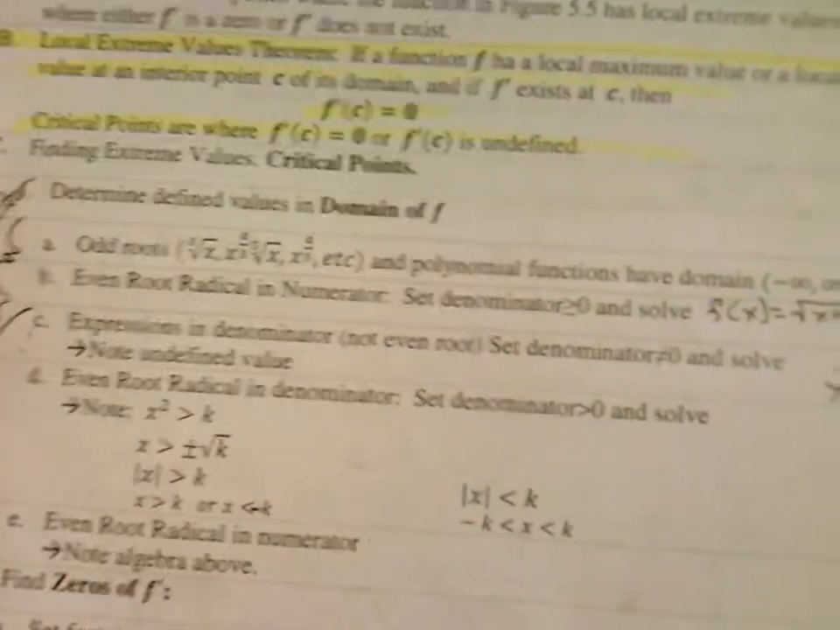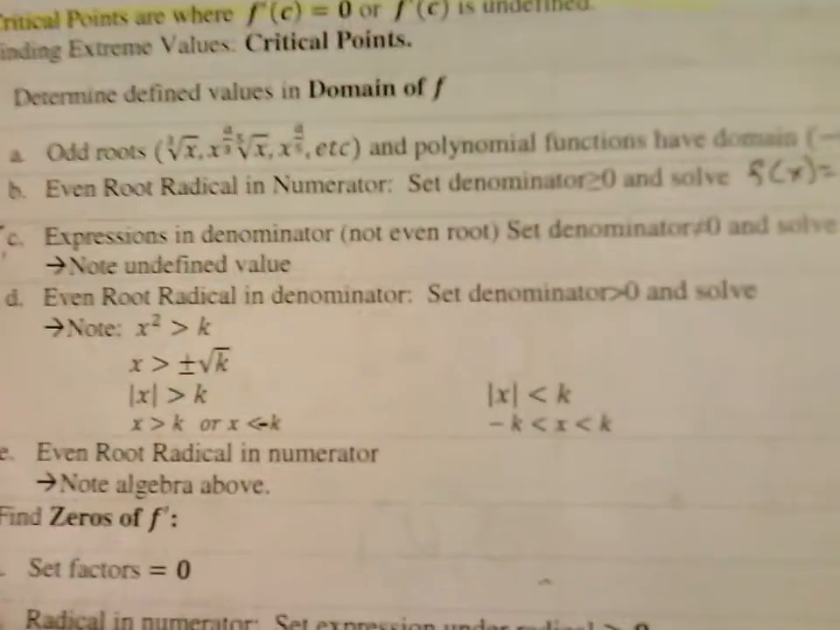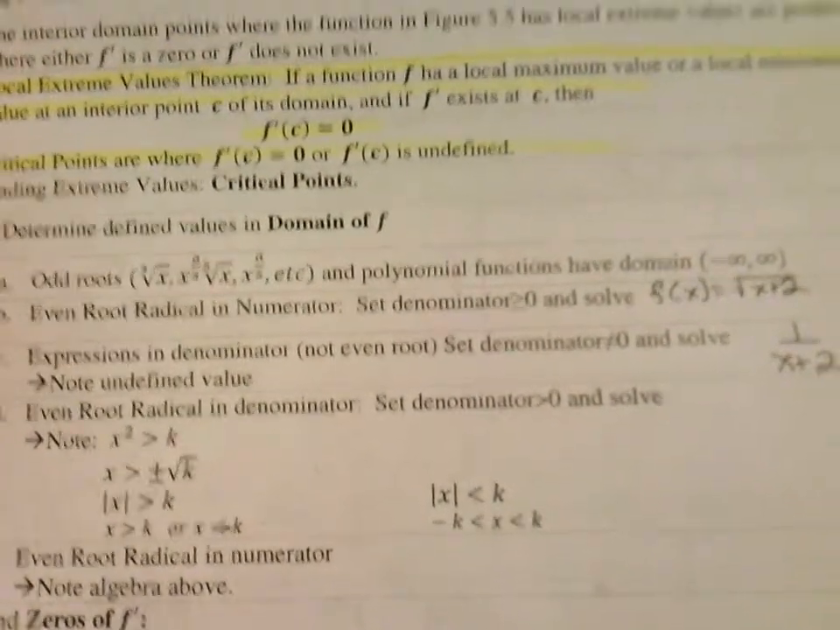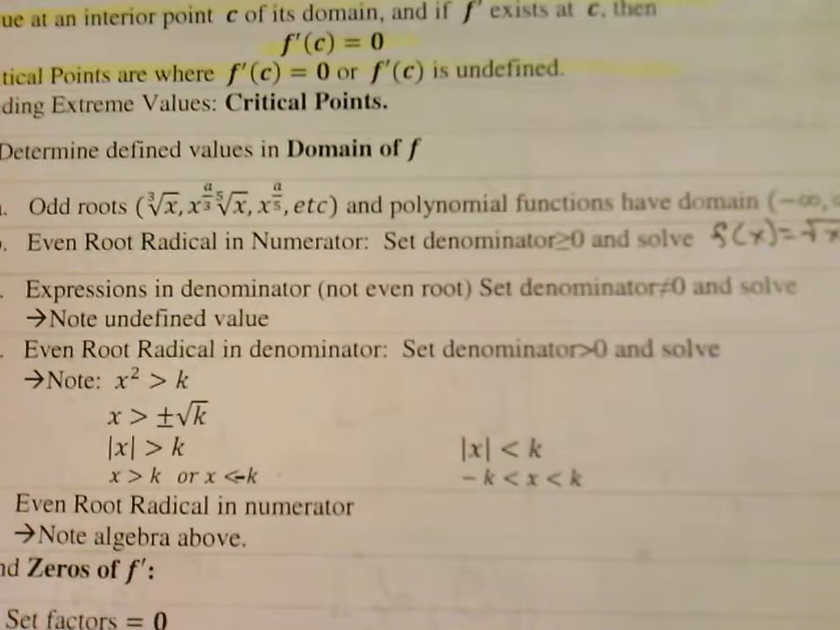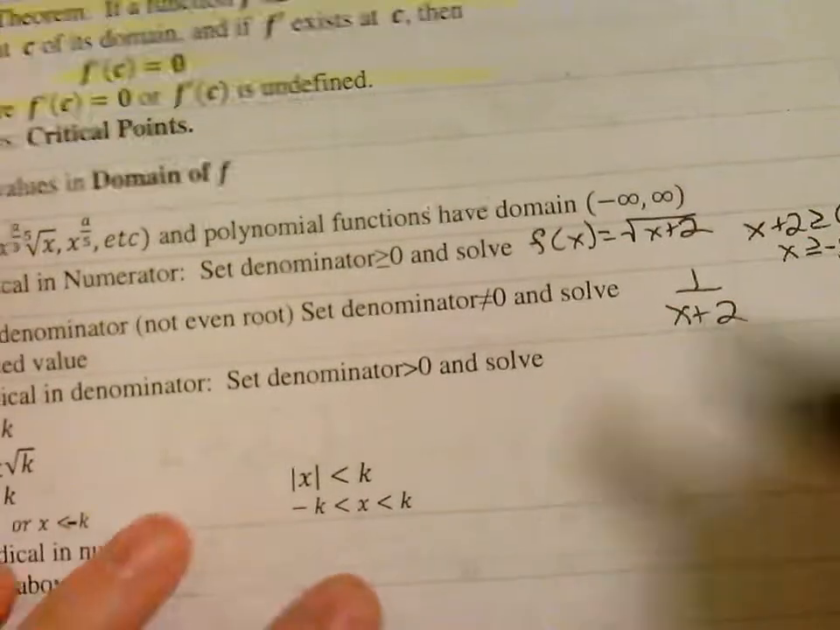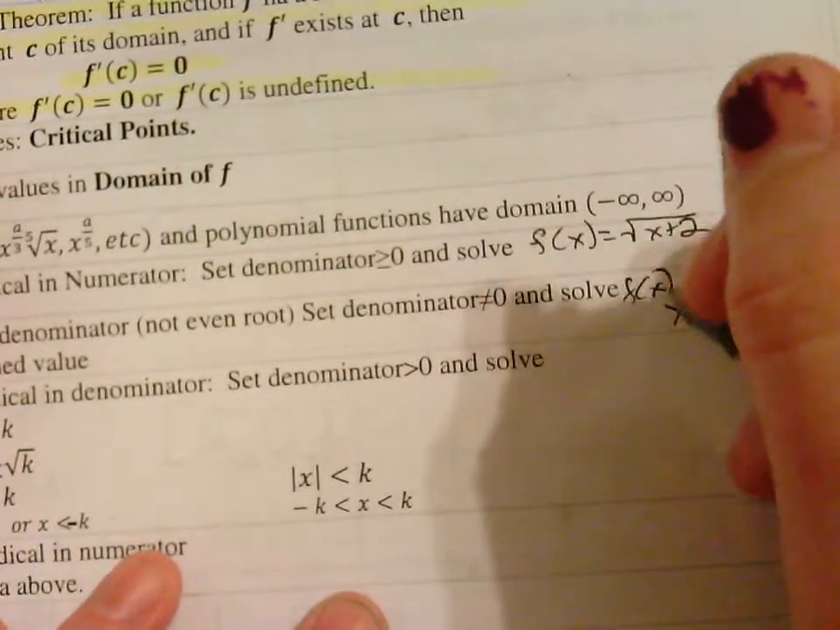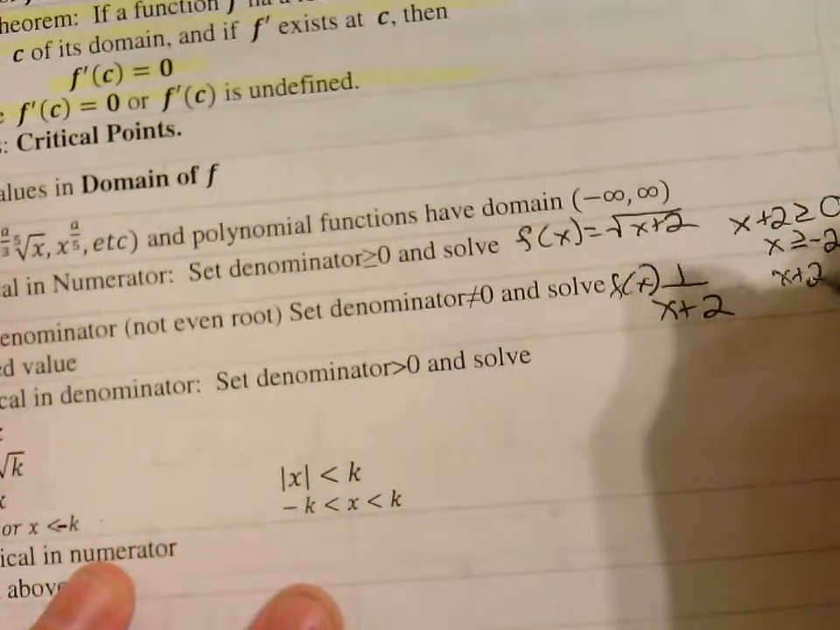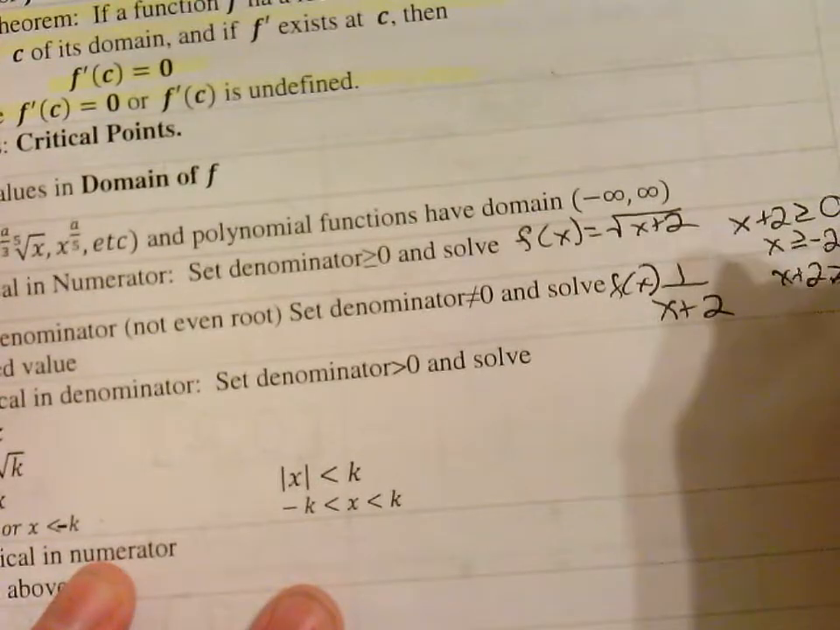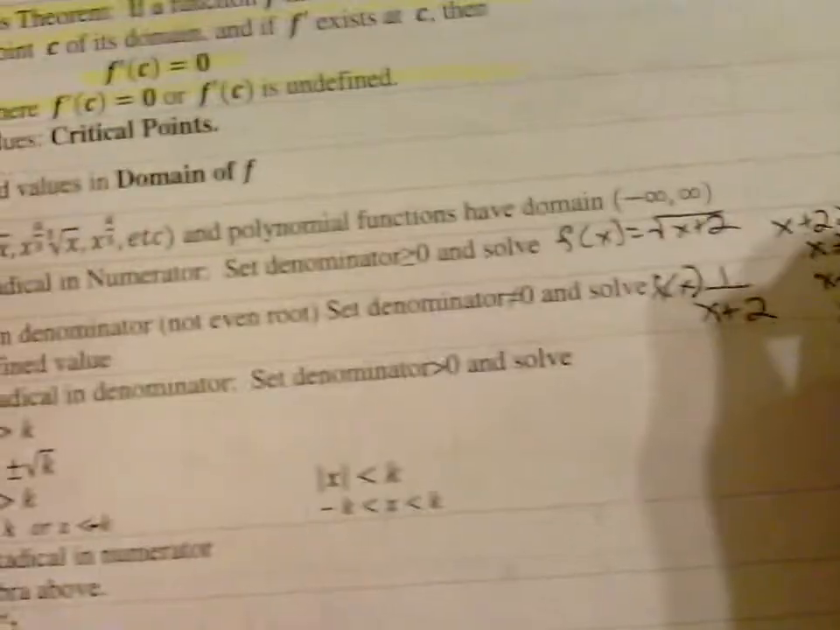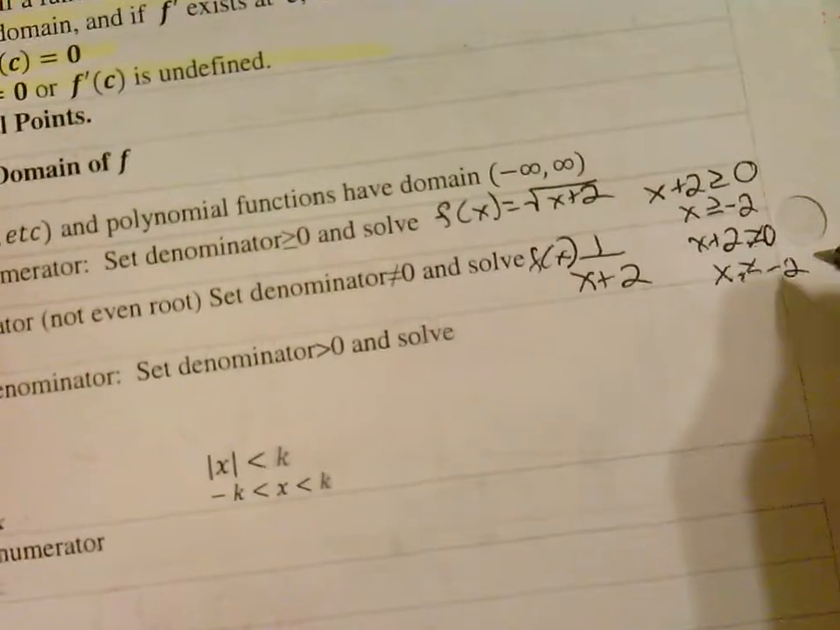All right, so denominator. For expressions in the denominator, not an even root, just set the denominator to not equal 0 and solve. Okay, so I made a little example here. If f(x) was 1 over x plus 2, you're just going to do x plus 2 can't equal 0, and x can't equal negative 2. So any x value will do, it just can't equal negative 2.